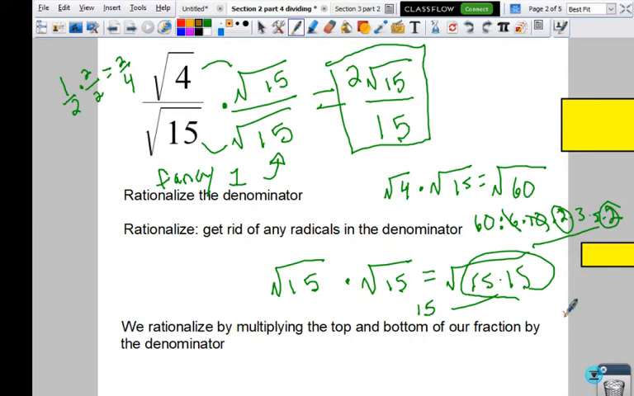So when we rationalize, I don't care about the top part of my fraction. All I care about is the bottom part. I want to get rid of anything in the bottom part that has a square root in it. Okay. Is this square root 21 or square root 7?